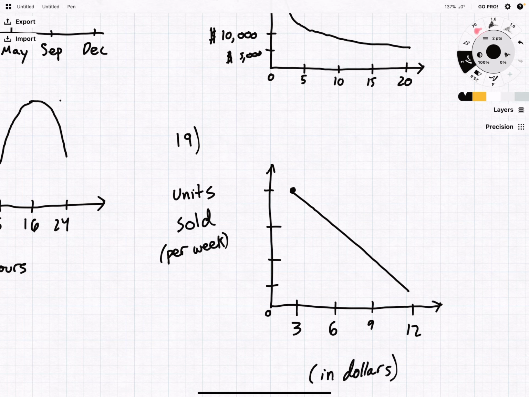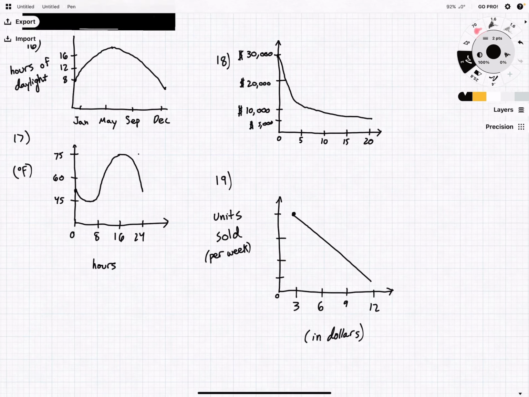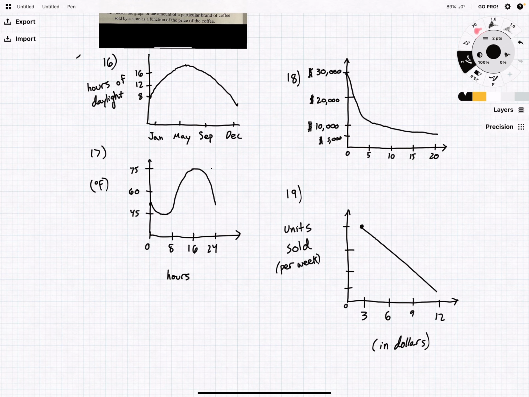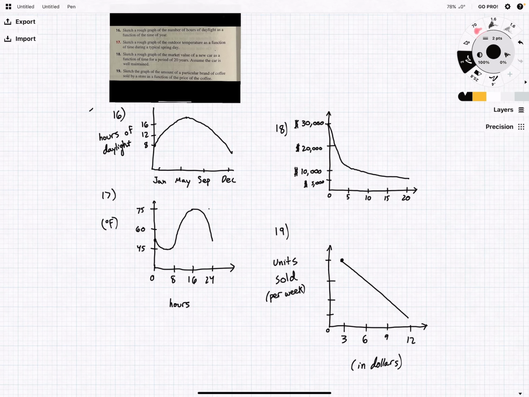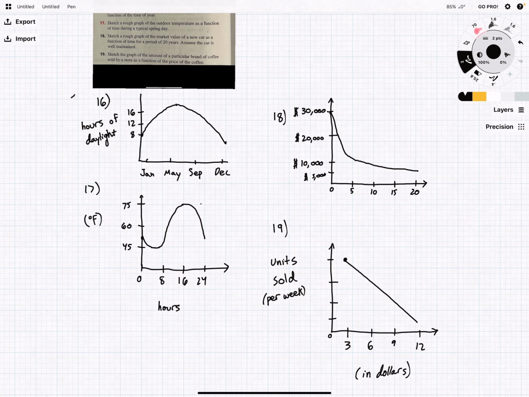Of course, it's kind of interesting because sometimes people will talk about how water, if you sell it at a higher price, people think it's better. So then people buy it more if it's a higher price. But anyways, for all intents and purposes, we'll just say as price increases, the number of units sold decreases. And that seems like everything for 16 through 19. Yeah, that looks like it. That looks like that's everything.